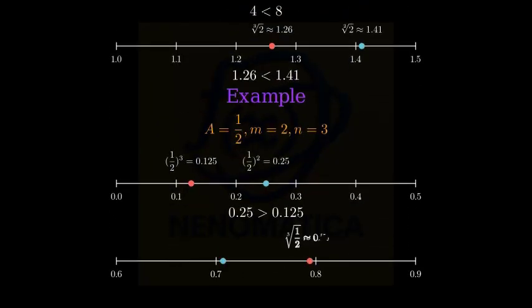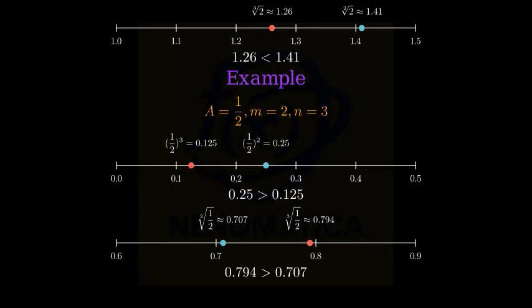For the fourth property, the nth root of a is less than the mth root of a. The cube root of 1/2 is approximately 0.794, while the square root of 1/2 is approximately 0.707. Since 0.794 is greater than 0.707, this confirms our property. Let's understand why these properties hold true through graphical representation.